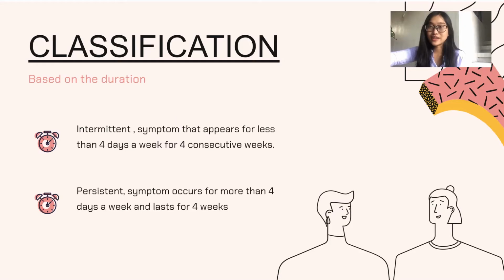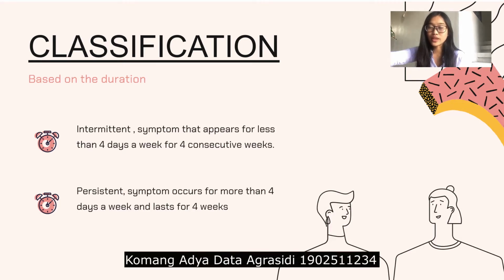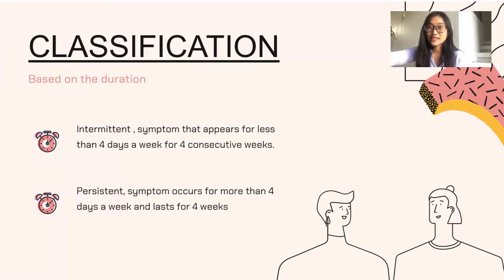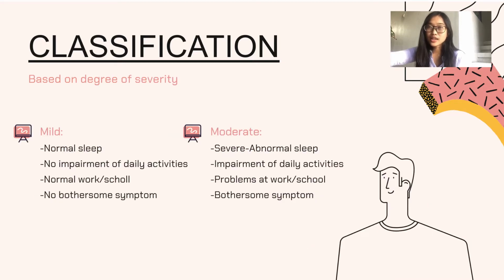I will explain about the classification. First, based on the duration, it is divided into two. First, intermittent, so the symptoms appear for less than 4 days in a week or for less than 4 consecutive weeks. Second, persistent, so the symptoms occur for more than 4 days in a week and last for more than 4 weeks. Next, based on the degree of severity.